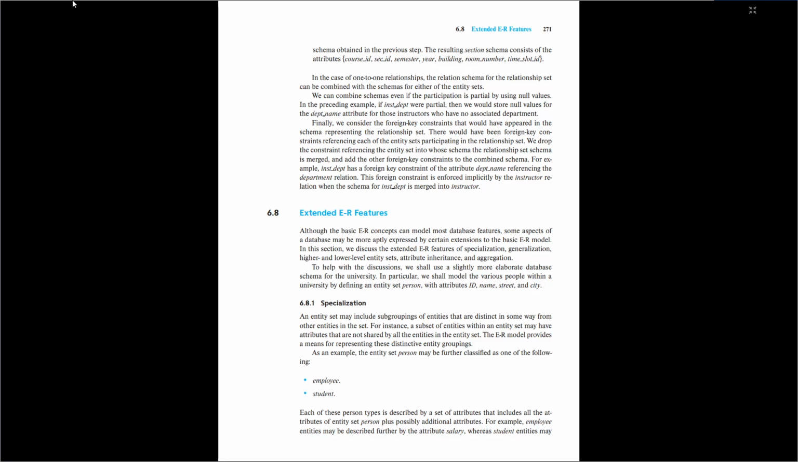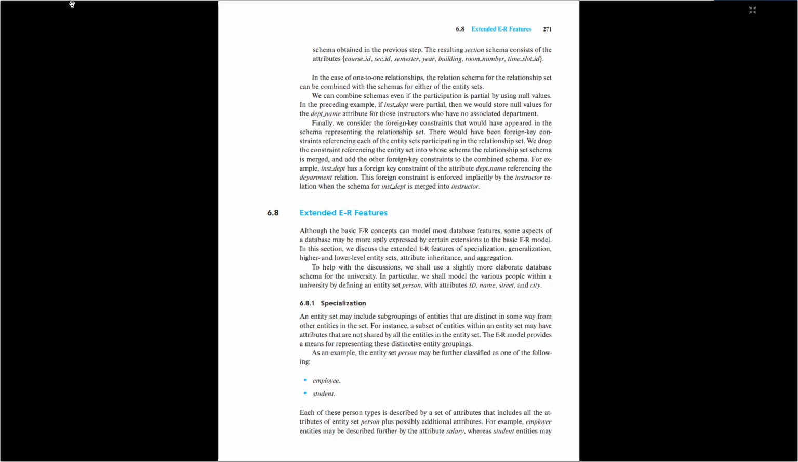6.8 Extended ER features 271. The resulting section schema consists of the attributes course-id, sec-id, semester, year, building, room number, and time-slot-id. In the case of one-to-one relationships, the relation schema for the relationship set can be combined with the schemas for either of the entity sets.